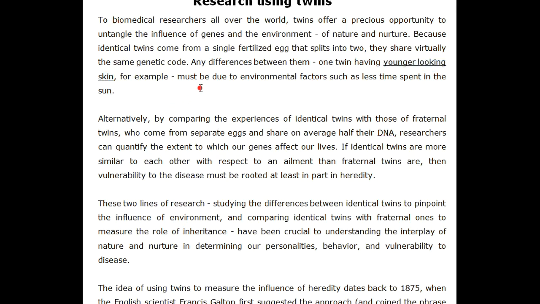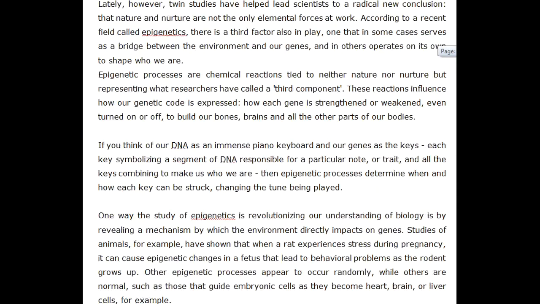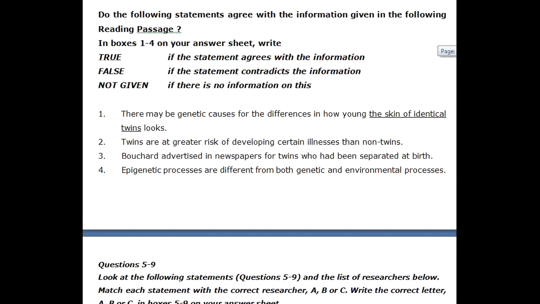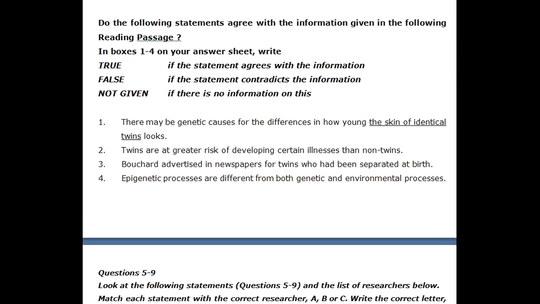So let's start reading. Any differences between them, one twin having young looking skin, for example, must be due to environmental factors. You're getting it? So this is not because of genetic factors, this is because of environmental factors. So the answer is false. So you will write the answer here, false, and then I'll look for the next keyword.